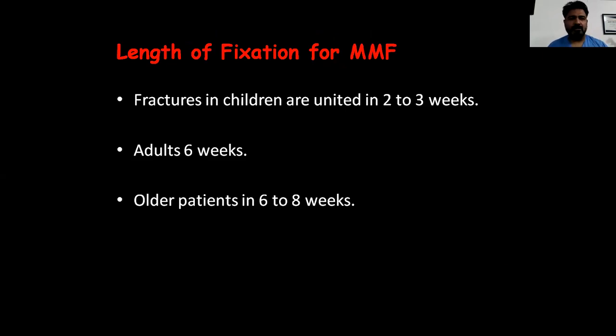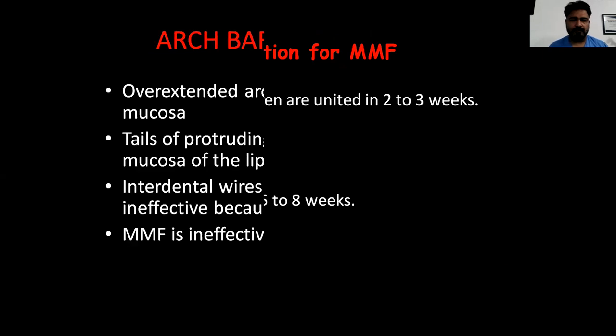The length of fixation of fractures: in children, fractures usually unite in 2 to 3 weeks. For adults, 6 weeks, 1 month, 1.5 months. Okay, 6 weeks. Older patients, 1.5 to 2 months.